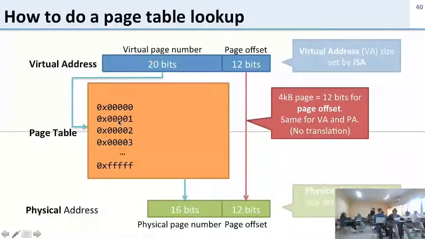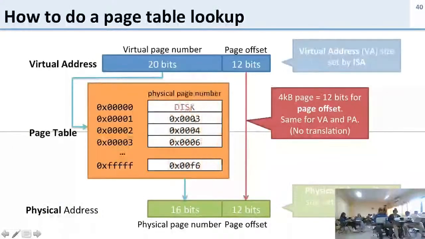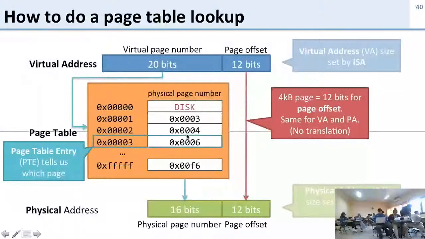Inside the page table, we're going to have an entry for every single virtual page, and for each of those virtual pages, we're going to have the physical page number, or if it's not in memory, something that tells us it's on disk. Each one of these is a page table entry. It tells us for a particular virtual page which physical page it's located at. And if you notice here, we have a different number of bits. We have 16 bits for each of these entries. We have 20 bits for each of these entries. That's because we have more virtual pages than we have physical pages, because we have less physical memory than we have virtual address space.